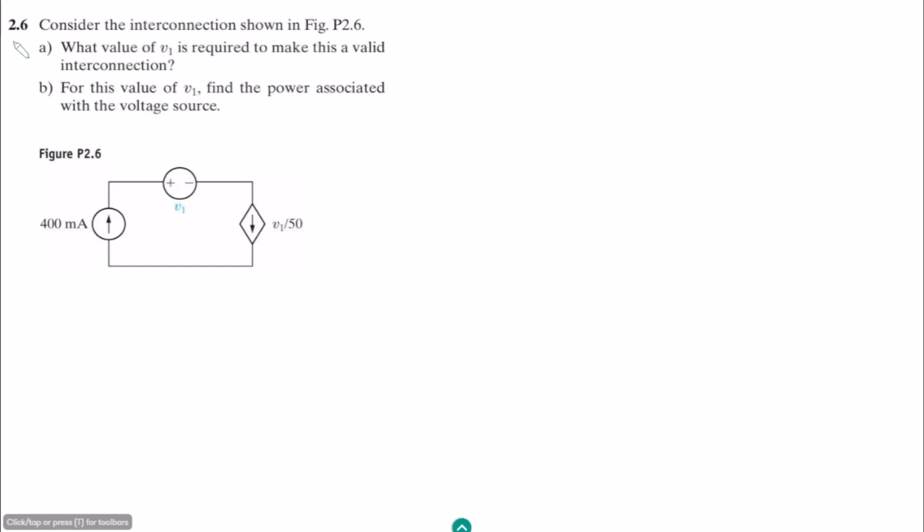Welcome back, guys. This is question 2.6, and the statement of this question is: consider the interconnection shown in figure P2.6. This is the series circuit which contains two independent sources. One of them is the independent current source, the other one is the independent voltage source, while this one is the current source which is dependent upon this V1.